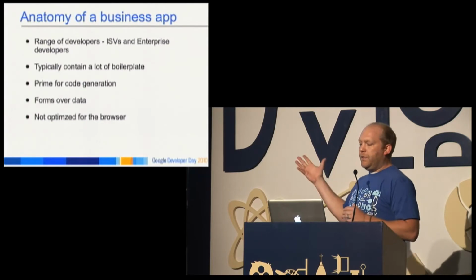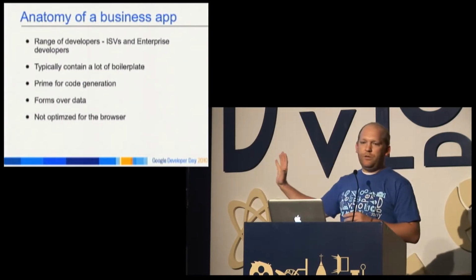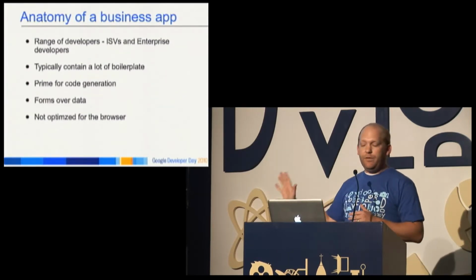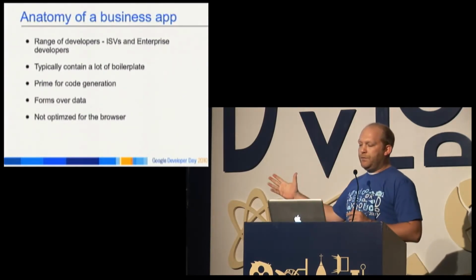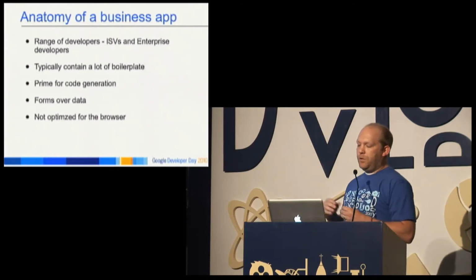So what we did was we took a look at the anatomy of a typical business app, right? Now, this is a broad brushstroke. I don't expect that this is actually applicable to everything, but we said, you know what, there's a range of developers, first of all. There's ISVs and enterprise developers. They typically contain a lot of boilerplate code.